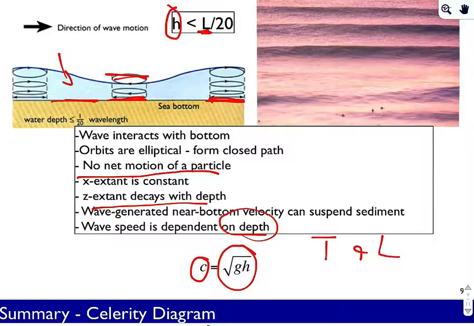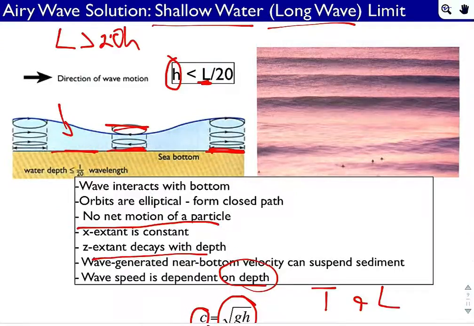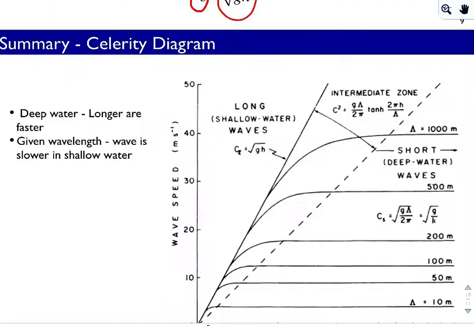So a short wave and a long wave can travel right next to each other at the same speed, provided the water is shallow enough, provided we meet this criteria. So obviously there's a cluster of waves between these two criteria, when the water is too deep to meet this criteria but not deep enough to meet the other. Those are what we call transitional waves.